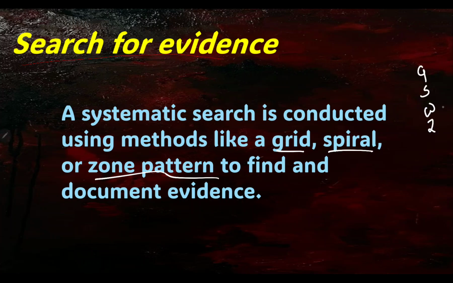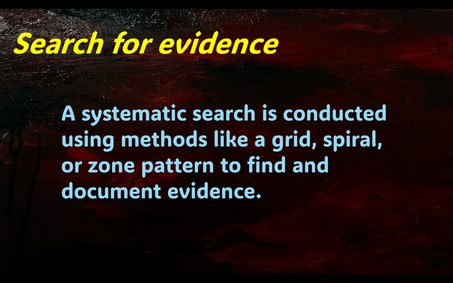Wheel method means like a wheel, they'll go from the center point to the last points. Spiral method is like this, grid method, grids, and zone method, where we have different kinds of zones. So they will search for evidences using the grid method, spiral method or zone pattern to find and document evidences. That's it.